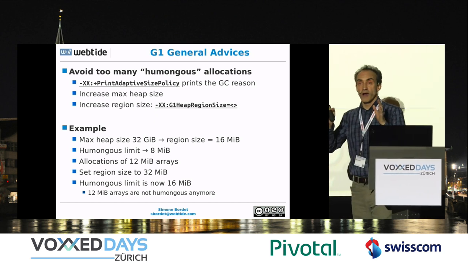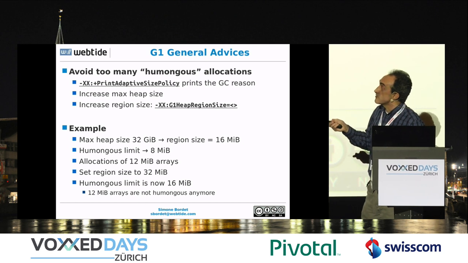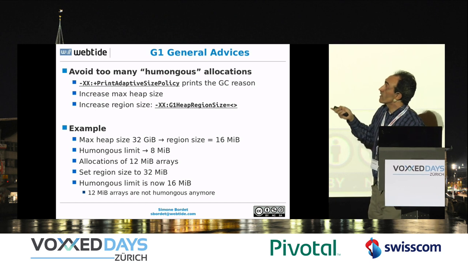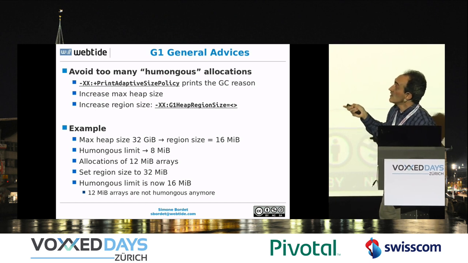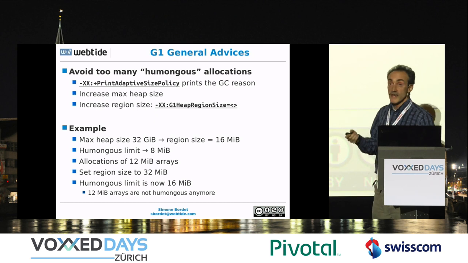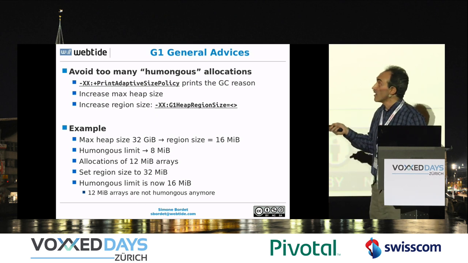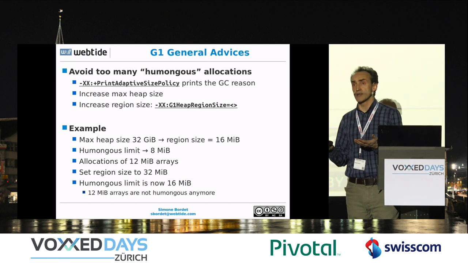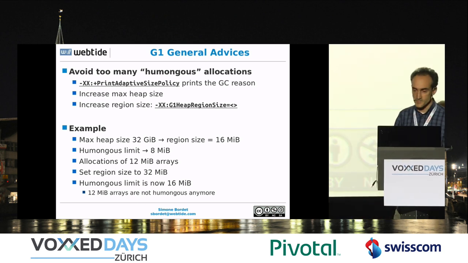If before I was allocating maybe a 12 megabyte array into a 16 megabyte region, then because, remember, 50%, any object that is larger than 8 megabytes is going to be a humongous object. So it was 12, so it was humongous. If I double the region size and go to 32 megabytes, then the limit for humongous is now 16, and now 12 megabytes is not humongous anymore. Okay, so super cool.